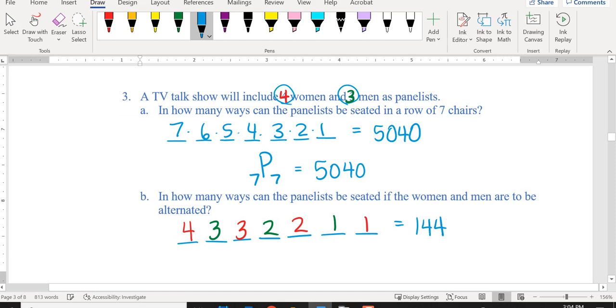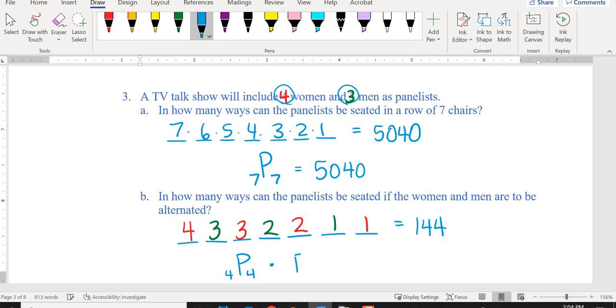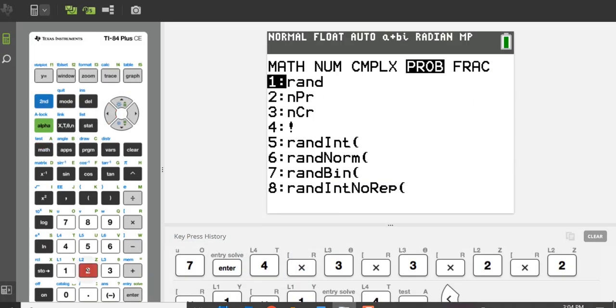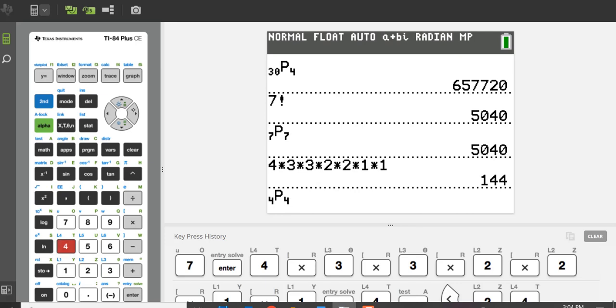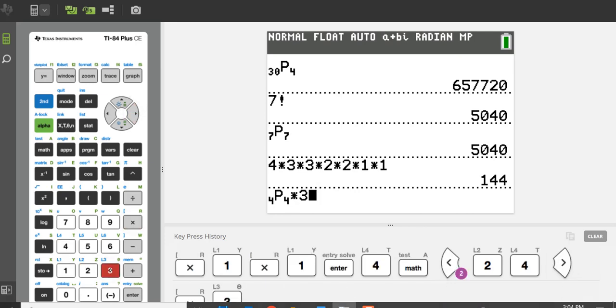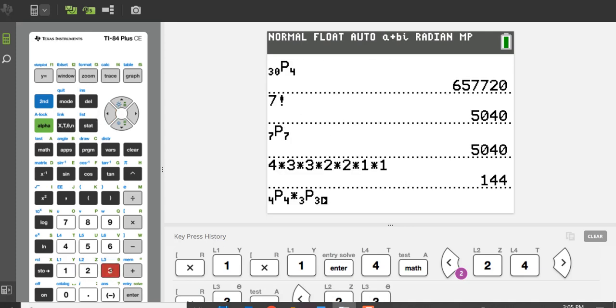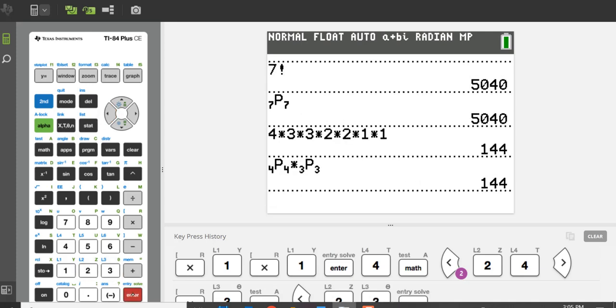Now, another way we can think about that is the permutation of 4 women, pick 4, you want to select 4 of them, and then permutation of 3 men, and you want to choose all 3 of them. So on our calculator, 4 pick 4 times 3 pick 3. I get 144.